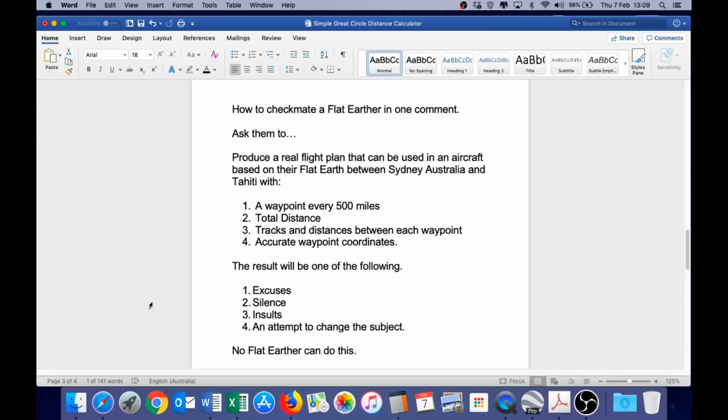can do it. So if you're chatting to a flat earther and you want to checkmate them with one comment, ask them to produce a real flight plan that can be used in an aircraft based on their flat earth between Sydney, Australia and Tahiti, with a waypoint every 500 miles, the total distance, tracks and distances between each waypoint, and accurate waypoint coordinates. Not one of them will be able to do that.